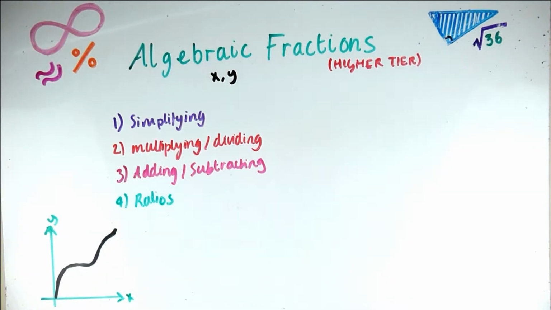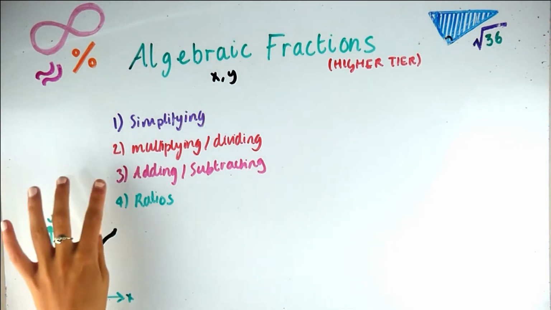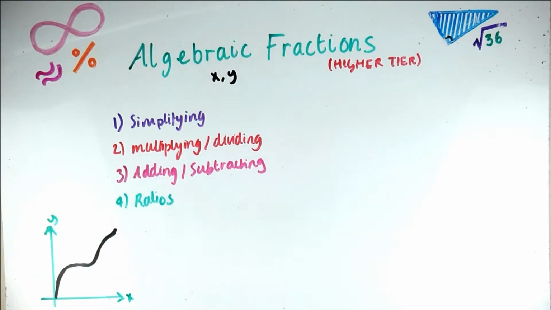Okay, so these are the four different types of questions you get asked. Just like in normal number fractions, simplifying, so you've got the algebraic version of this. Same with multiplying and dividing algebraic fractions, adding and subtracting algebraic fractions, and then sometimes they have this weird ratio type question at the end. So let's have a look at some exam questions.